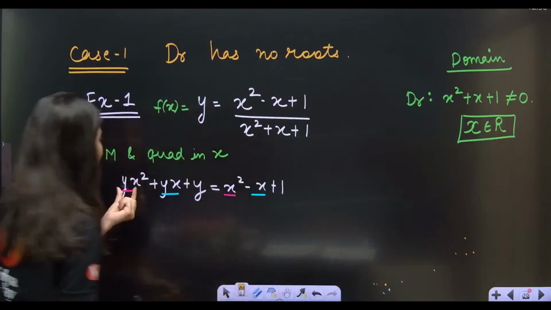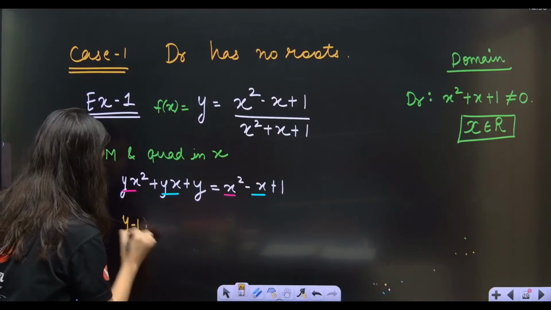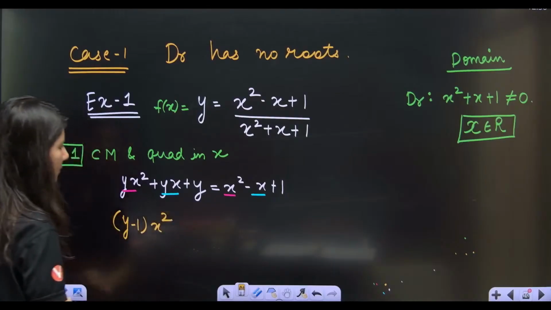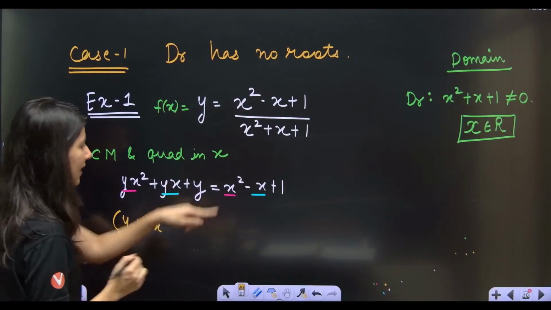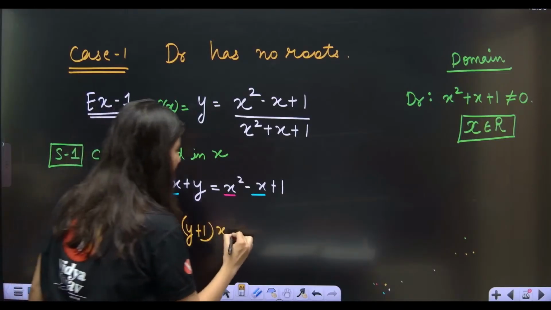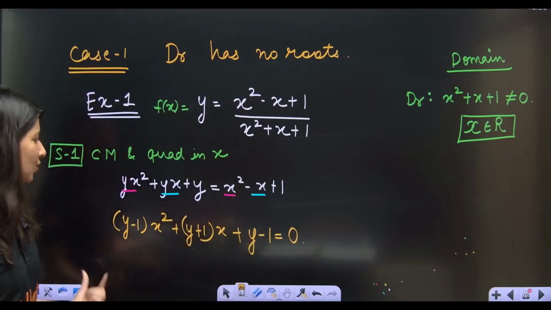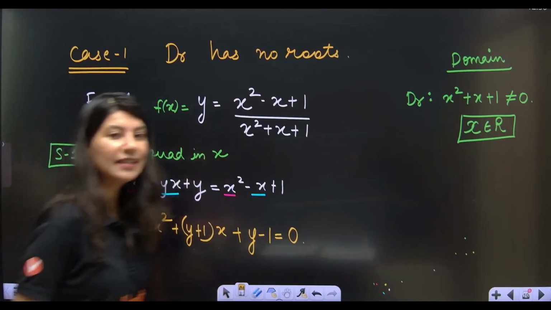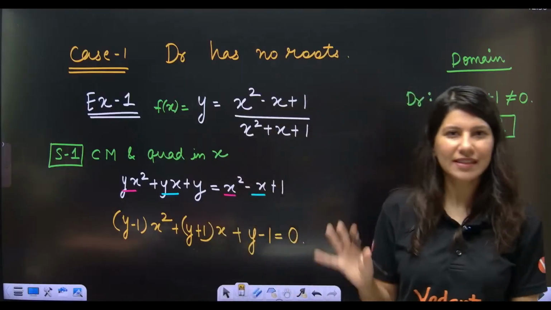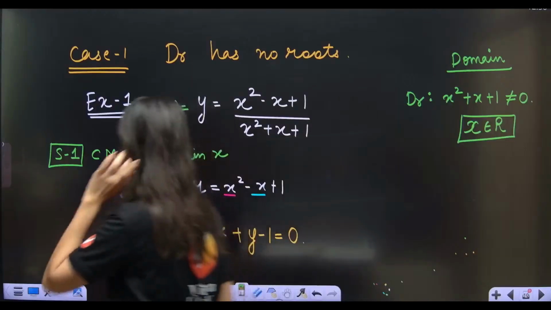So, yx square minus x square is y minus 1 times x square. Then yx gives plus y plus 1 times x, and this is plus y minus 1 is equals to 0. So, this is a quadratic in x. Step 1, I hope it is clear to you. Okay, ma'am, clear.